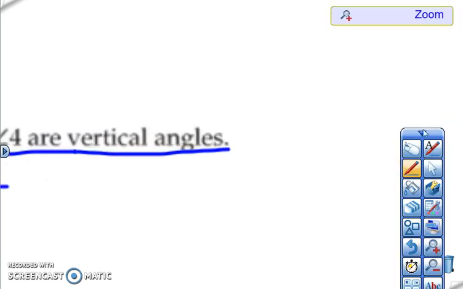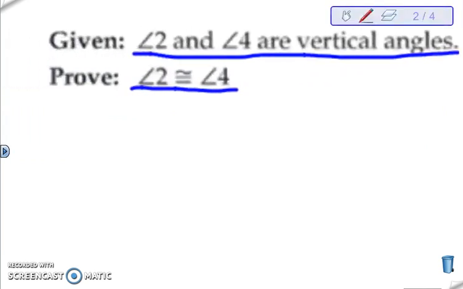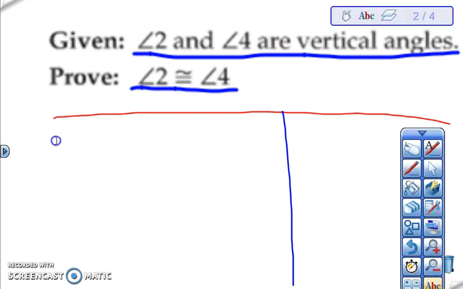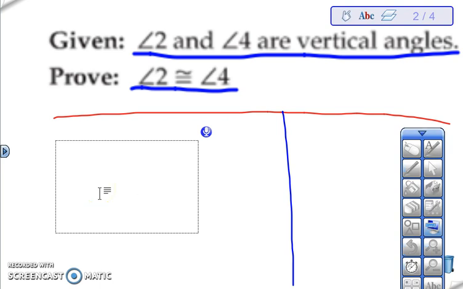So I'm going to zoom in real close so we get a bunch of extra space. Alright, so when we're doing our 2-column proof, we know we're always going to start by making those columns. We're going to have 1 column for the statements, 1 column for the reasons. And we know that the first thing we always do when we're starting our proofs is write down the given information. So our first given statement, and only given statement, angle 2 and angle 4 are vertical angles.